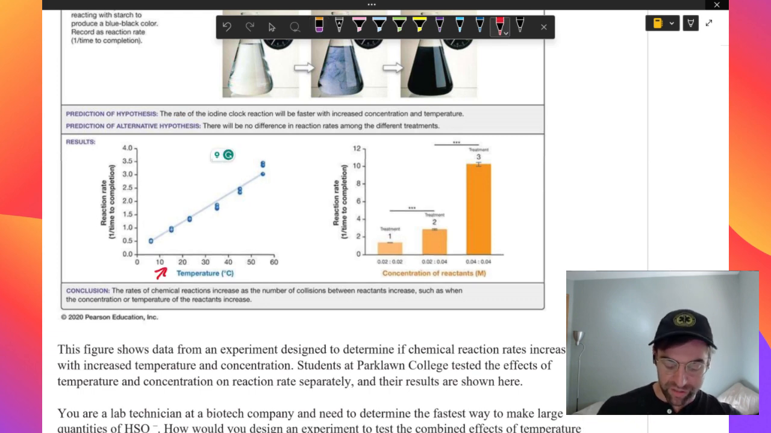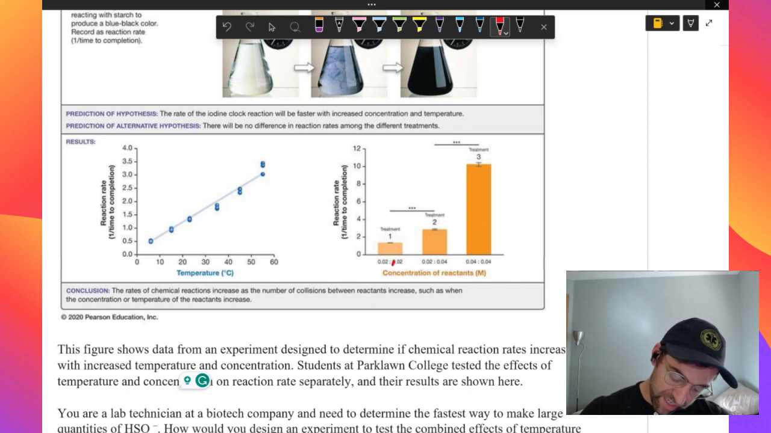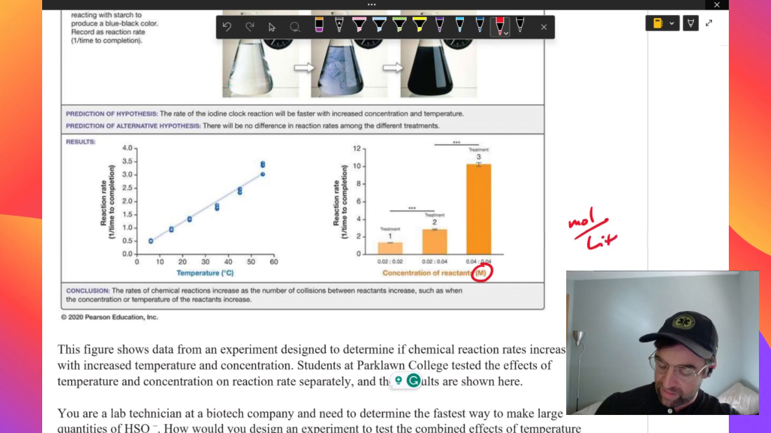And then here we have temperature, and that one does increase linearly going up. And then we have, again, our reaction rate in inverse time and our concentration in units of molar or moles per liter. So it's good to pay attention to those.